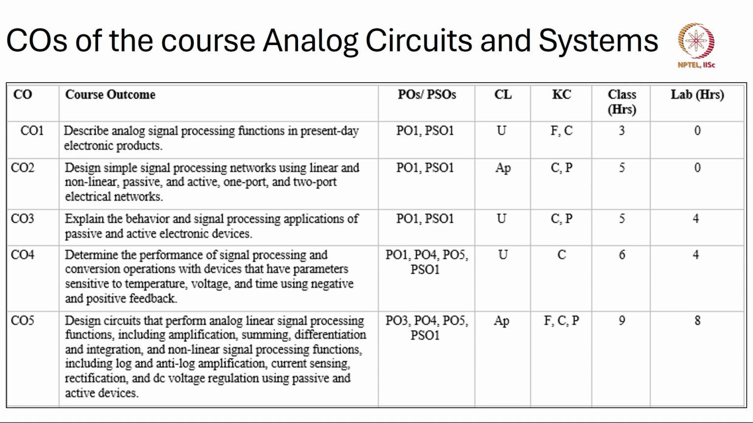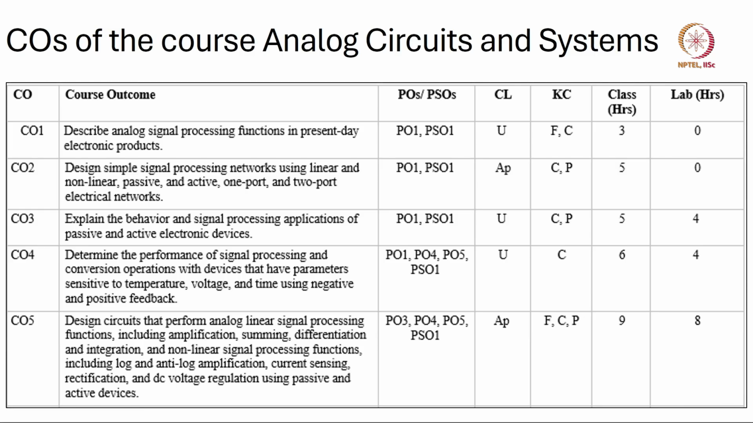So I'm showing you the course outcomes of the course Analog Circuits and Systems, and you can see that there are several course outcomes written for this course, and each of these course outcomes is mapped to the program outcomes and the program specific outcomes. They are also mapped to a cognitive level. They are mapped to more than one knowledge category.